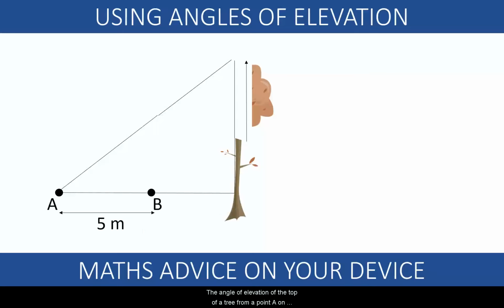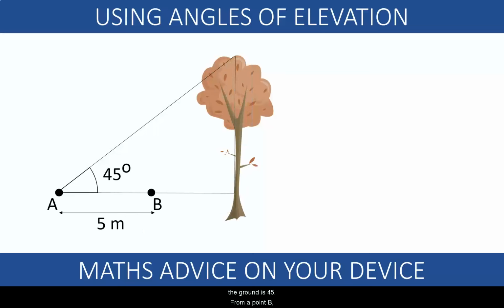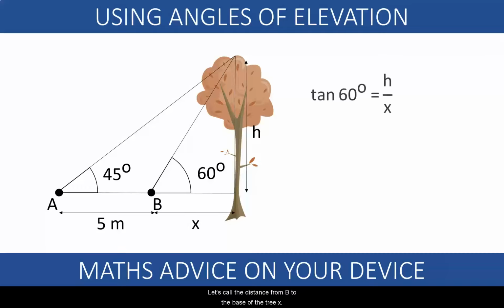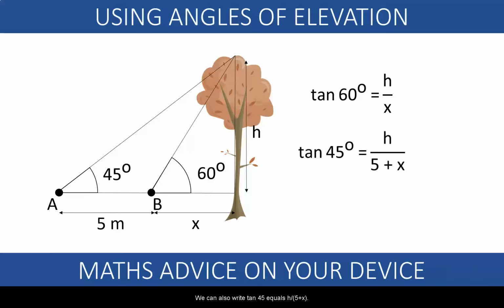The angle of elevation of the top of a tree from a point A on the ground is 45 degrees. From a point B, 5 meters closer, the angle of elevation is 60. Calculate the height of the tree. Let's call the distance from B to the base of the tree x. We can write the equation tan of 60 equals h over x. We can also write tan of 45 equals h over 5 plus x.